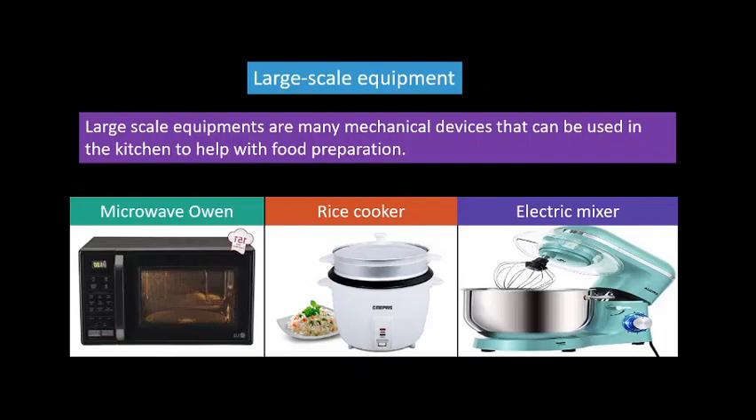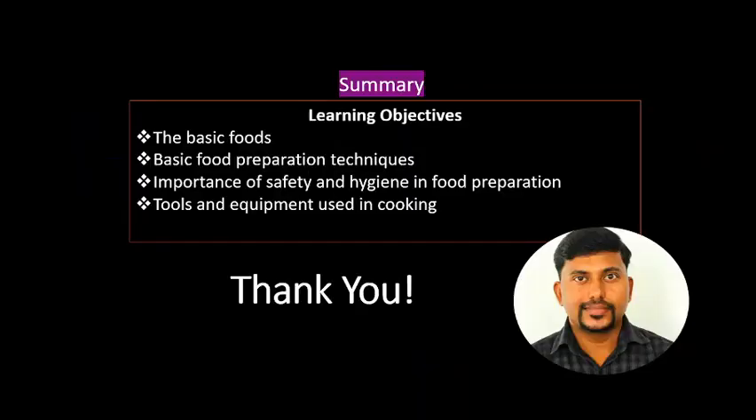So that's all for today. I hope all of you have understood what we discussed in today's session. Before I wind up, I want to summarize the lesson by discussing the learning objectives for today's class. I told you in the beginning, by the end of the session you should be able to identify the basic foods, right? I hope all of you have identified the basic foods, starting with meat, fish, vegetables, fruits, pasta, rice, eggs and dairy, and pulses, right? All of you already know about all these.